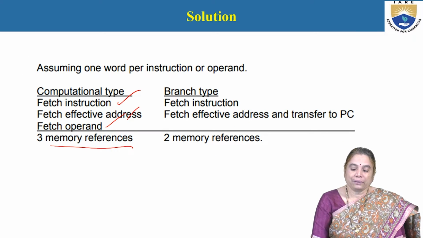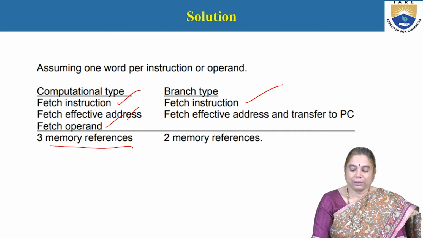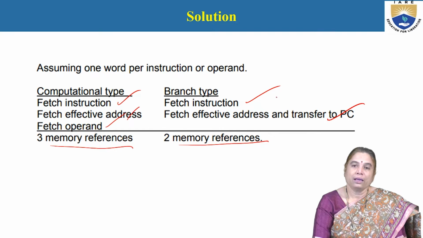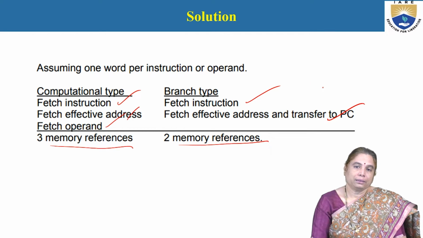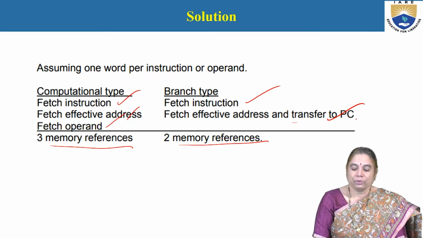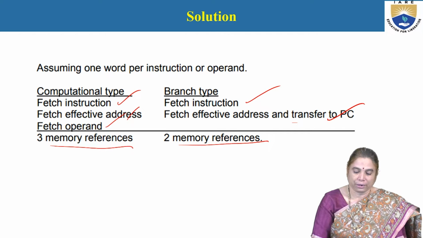In case of branch instruction, fetch the instruction, fetch effective address and transfer to PC. Only 2 memory references can be required. So here, fetching the instruction and calculating the effective address and moving the execution of the program with the help of branch instruction. That's why the PC value must be updated. So 2 memory references in case of branch type of instruction.